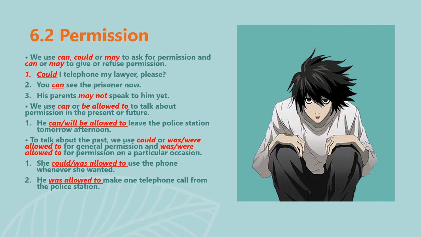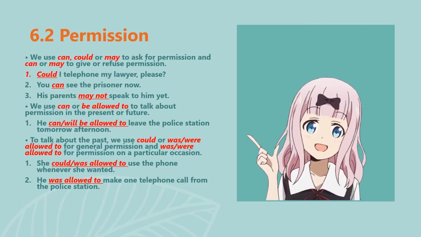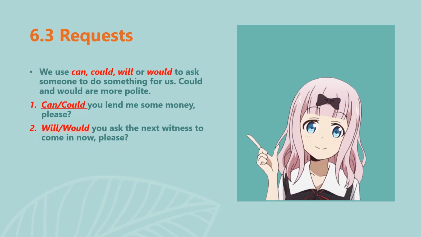Number two, the example for the second way of using was or were allowed to here is, he was allowed to make one telephone call from the police station. He was allowed to make one telephone call from the police station. Okay, this is a specific particular occasion. You cannot use could. Okay, why was? Because singular. If it's plural, you change into were. That's the difference.